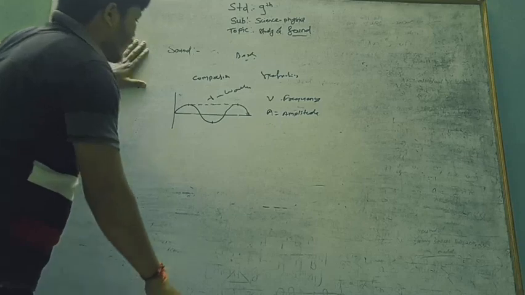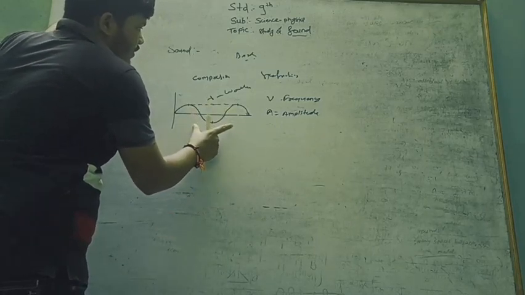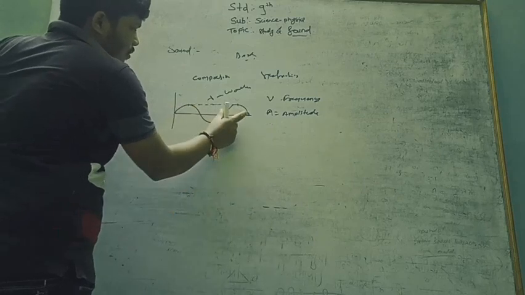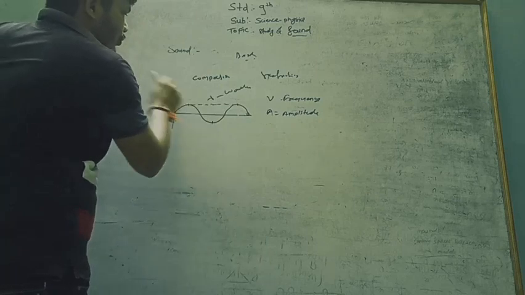So, what is the wavelength? Wavelength is nothing but the distance between two successive compressions or two successive rarefactions. The distance between two successive compressions is nothing but the wavelength, which is denoted by lambda.